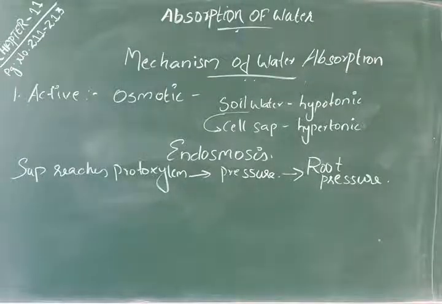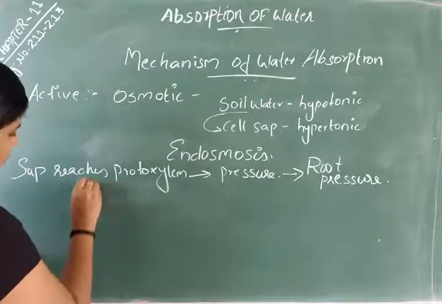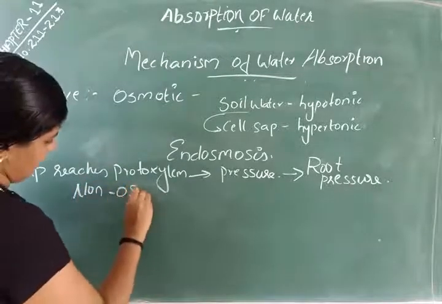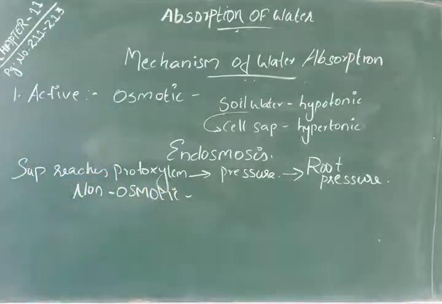Now non-osmotic absorption. Okay, so this is about osmotic. Now non-osmotic. Non-osmotic means there is no process of osmosis. The absorption of water takes place even if the concentration of cell sap of root is low compared to soil water. That is, even if the cell sap is hypotonic, the water may move into the cell.